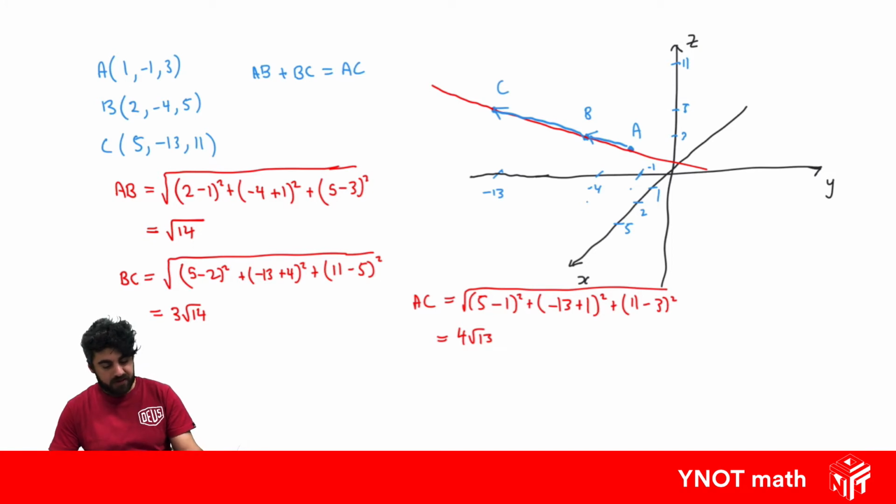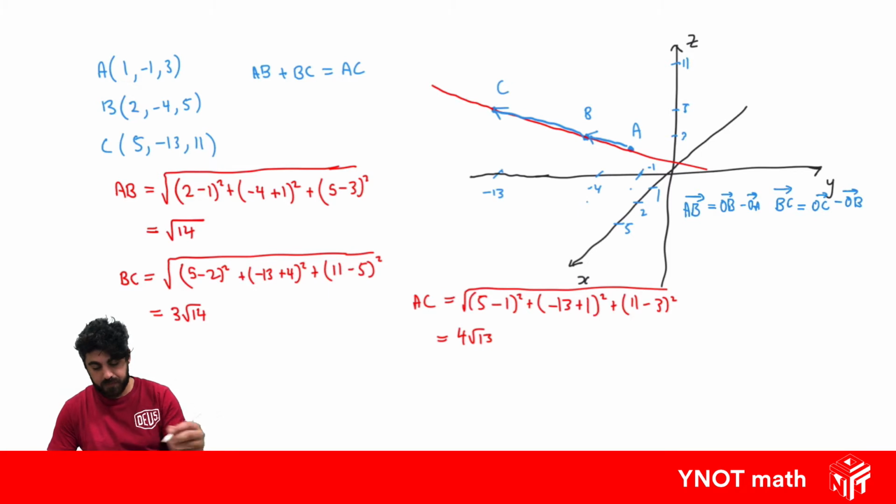So we're going to go ahead and find expressions for the vector AB, A to B, and expressions for the vector B to C. So we can get an expression for the vector AB by doing the vector from O to B minus the vector from O to A, and B to C, we can do O to C minus O to B. So let's go ahead and look at vector AB first.